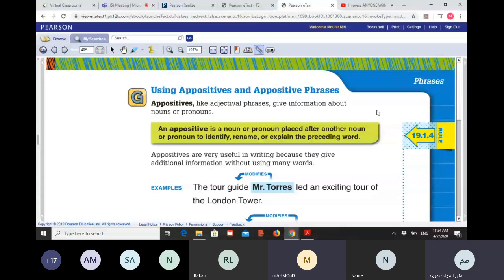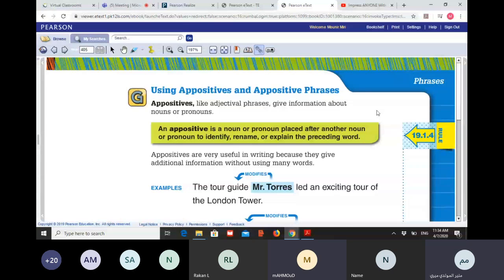Okay, so our course today is going to be about using appositives and appositive phrases. First of all, we need to know what is the meaning of an appositive. As you see here, it says appositives, like adjectival phrases, give information about nouns or pronouns. So they give us extra information. Sometimes they are essential in the sentence, sometimes they are not. If they are not essential, you can omit them and the sentence still gives meaning. They just add extra information so that you know more about that particular noun or pronoun mentioned in the sentence.